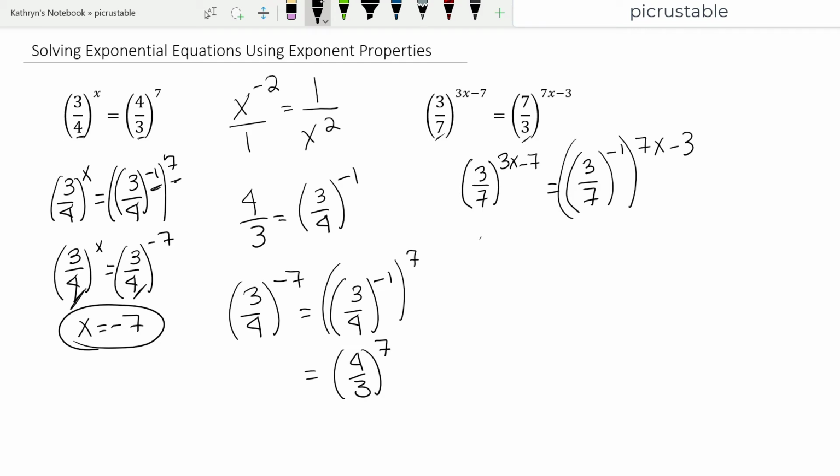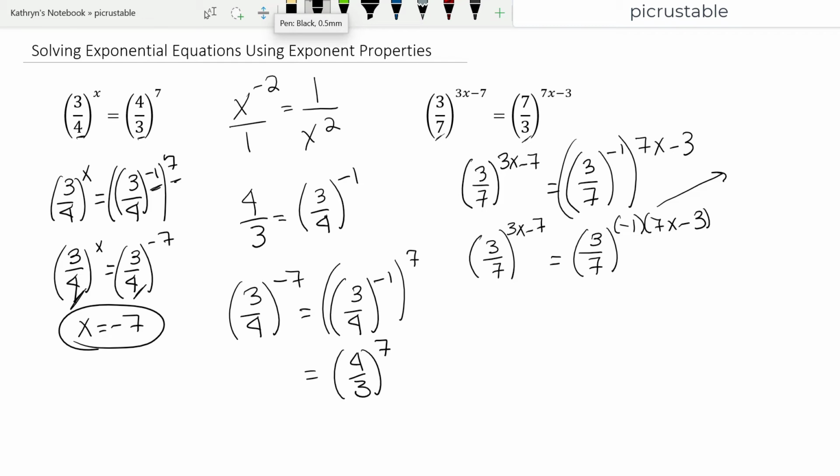I'm going to keep simplifying here. So the left side is going to stay the same. I'm not going to do anything there. Now the right side, I'm going to have 3/7 to the -1 times 7x minus 3. Now with this one, I'm going to make a little arrow here. With this one, I'm going to use the distributive property. So this is going to be -7x plus 3.